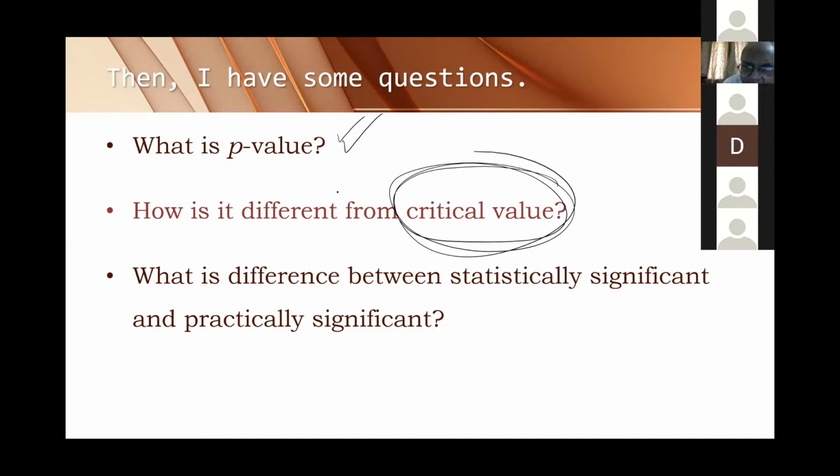What is the difference between the probability value and critical value? Anjali Chandra.